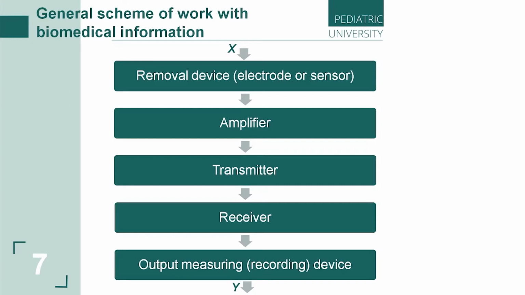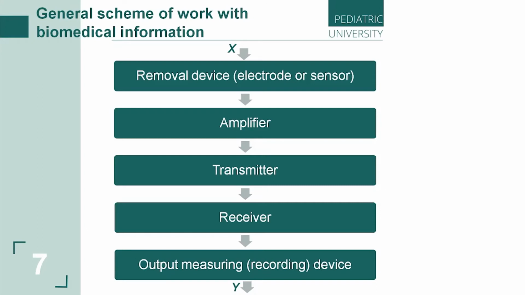And any biomedical research is associated with the receipt and registration of relevant information. Despite the variety of devices and methods used for this purpose, you can indicate their general schemes and principle of operation. In order to obtain and record information about the state and parameters of a biomedical system, it's necessary to have a whole set of devices.